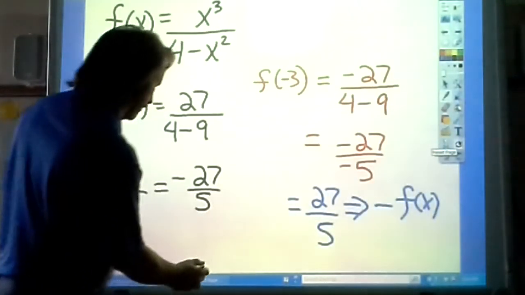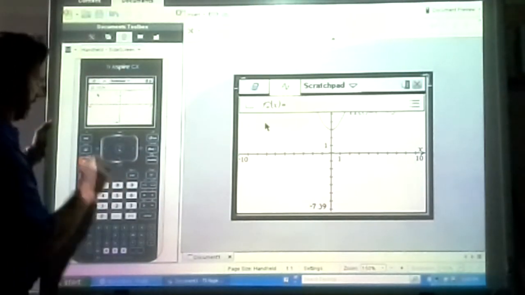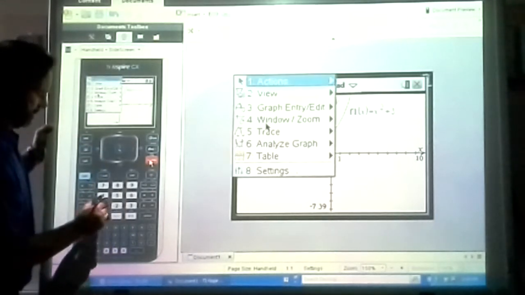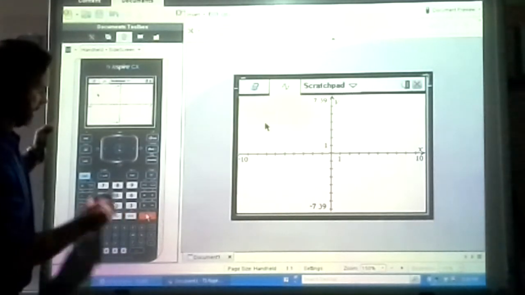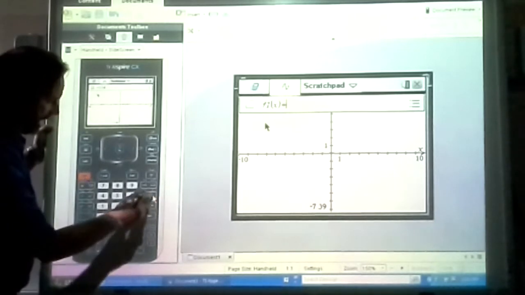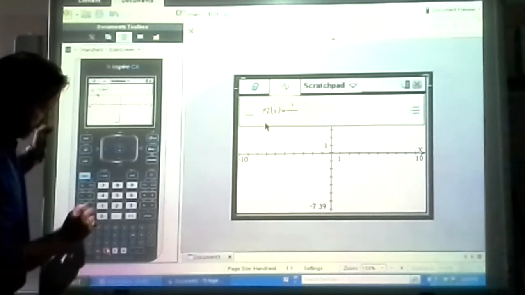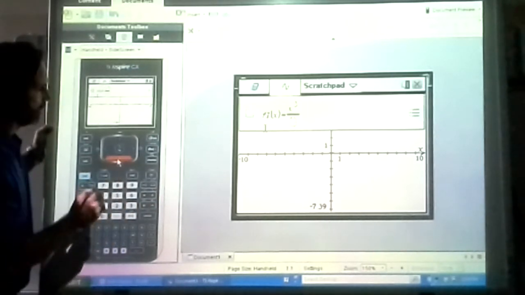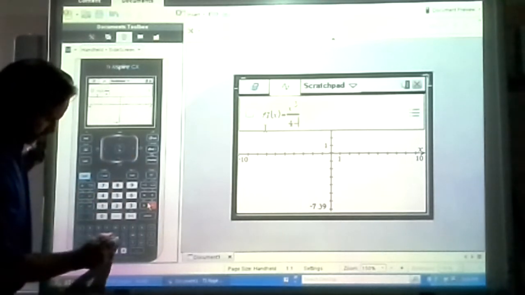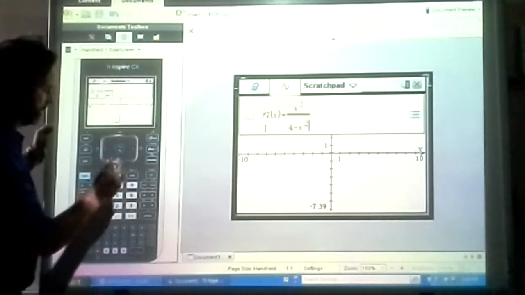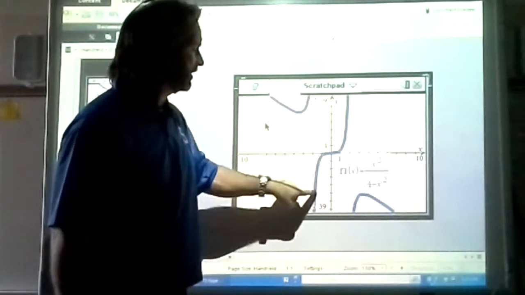Here's one where it's neither. Let me just show you real quick. Let's go menu, enter, 4, enter. I want to go control, divide, and let's go, x to the third over 4 minus x squared. Enter. Notice we have asymptotes, like we said, at negative 2 and 2.